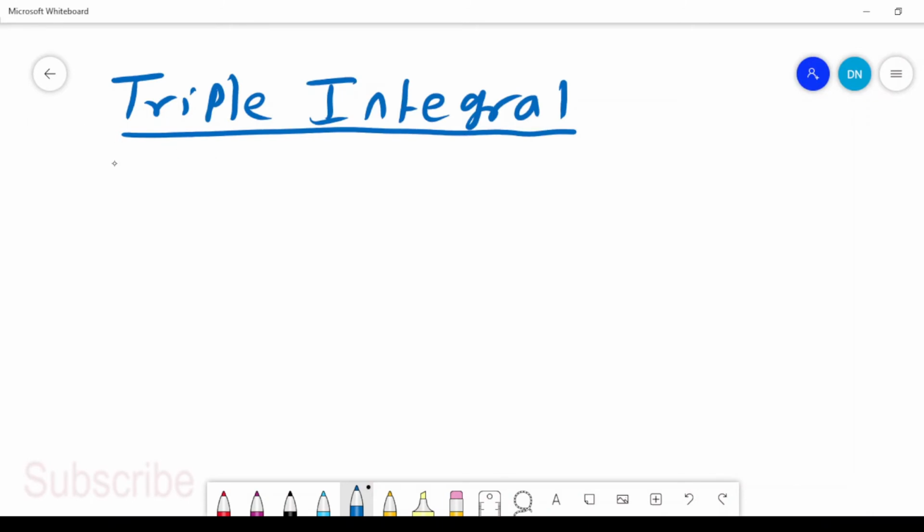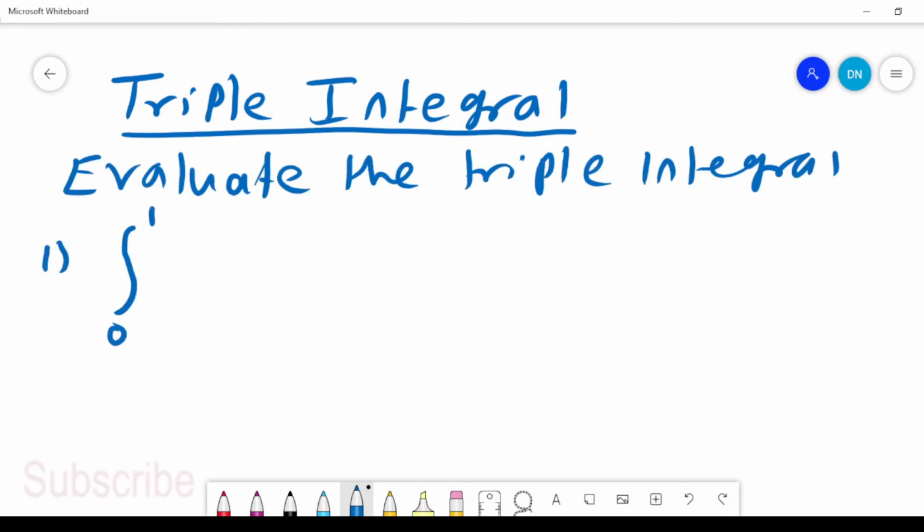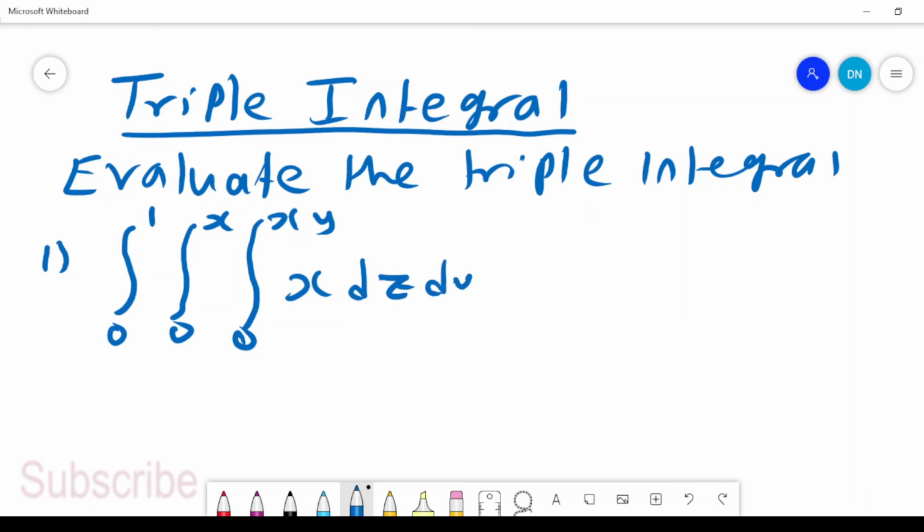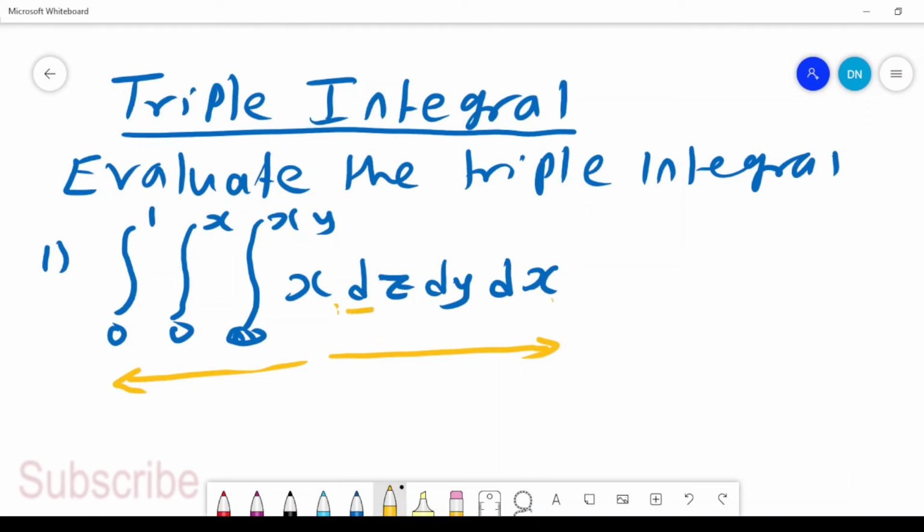Triple integral. We want to evaluate the integral from 0 to 1, 0 to x, and 0 to xy of x dz dy dx. The best approach I take is this. I integrate this and then I take that limit. If I integrate y, I use that limit. And if I integrate x, I use that limit of integration.